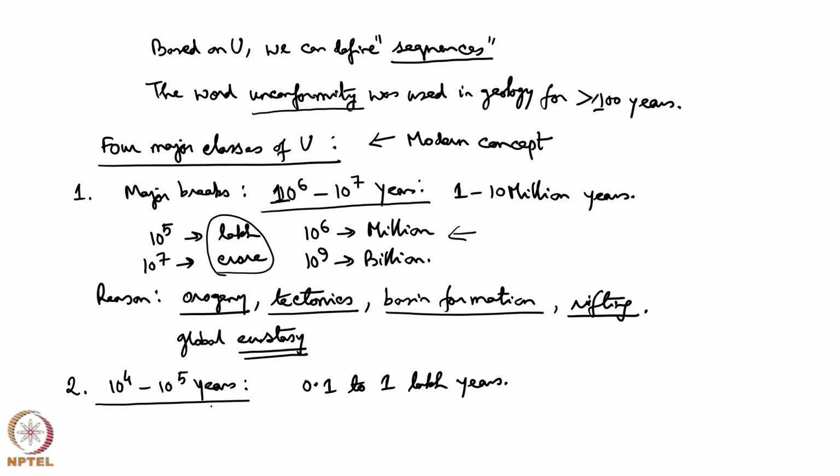What can be the reason of this shorter time gap in giving unconformity? Without getting into the detail, I can write down high frequency tectonics and global climate change.